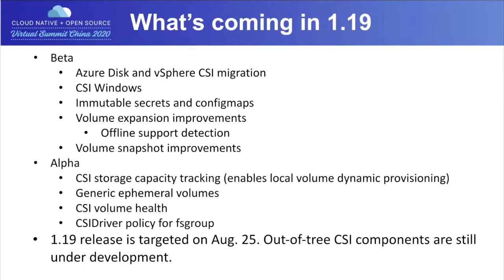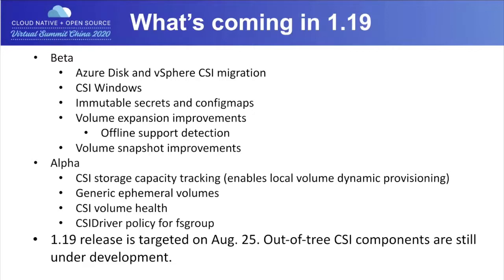And then the volume snapshot beta feature, which was introduced in Kubernetes 1.17, we are continuing to make bug fixes and other improvements to the implementation. 1.19 also comes with a number of new alpha features.